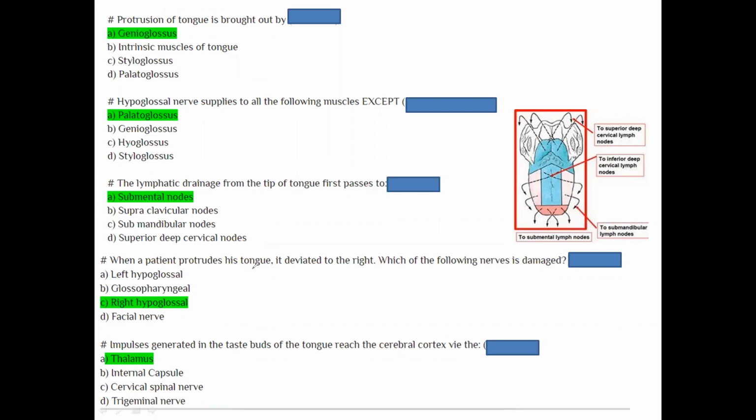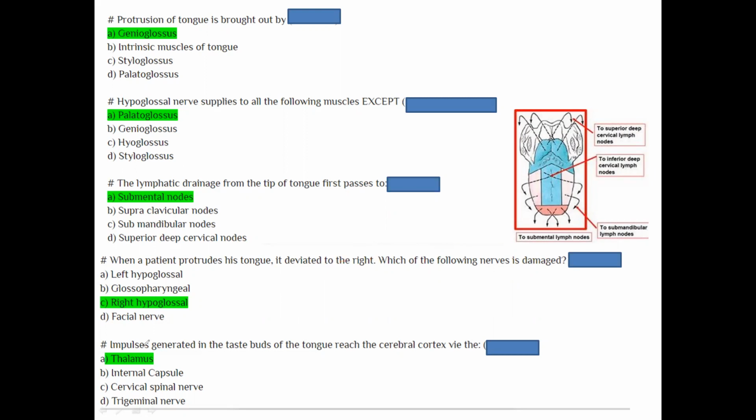A question is there: when a patient protrudes his tongue, it deviates to the right side. Which nerve is damaged? If there is damage to the nerve, the tongue will move to the affected side. If the patient protrudes the tongue and it deviates to the right, it means there is a problem with the right hypoglossal nerve.